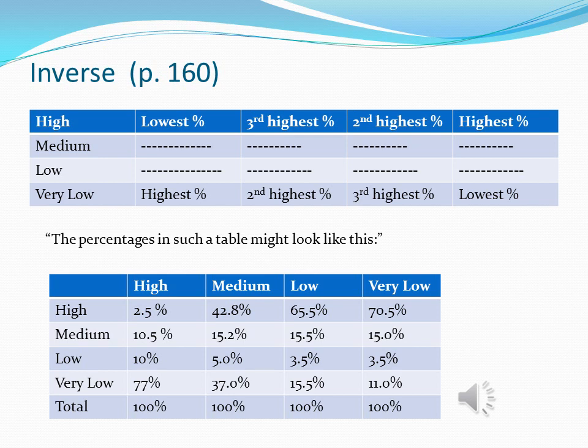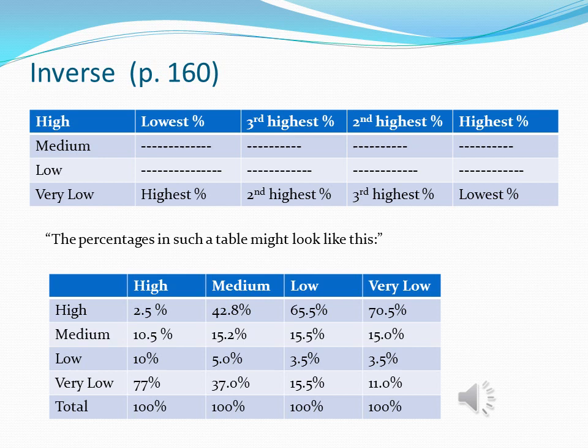This is an inverse relationship, page 160. Notice for the high column, reading left to right, it goes from lowest percent to third highest percent to second highest percent to highest percent in the far right column. But notice for very low, when you begin on the left, it's highest percent, second highest percent, third highest percent, lowest percent. That's an inverse relationship, because if you look at the very left, it says highest percent for very low.